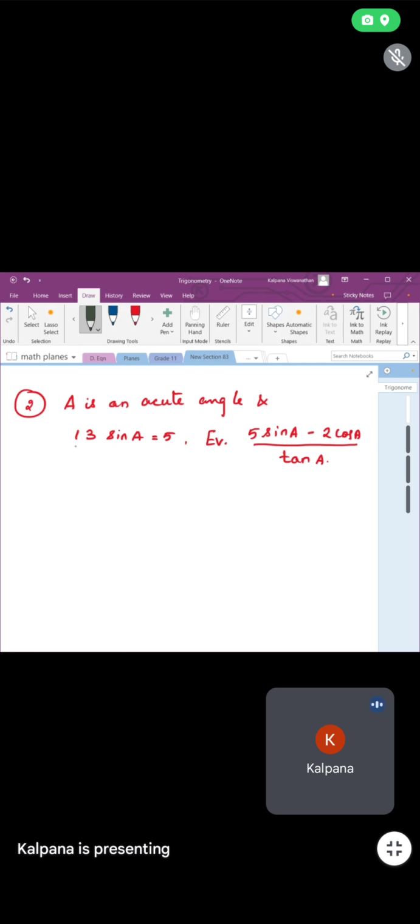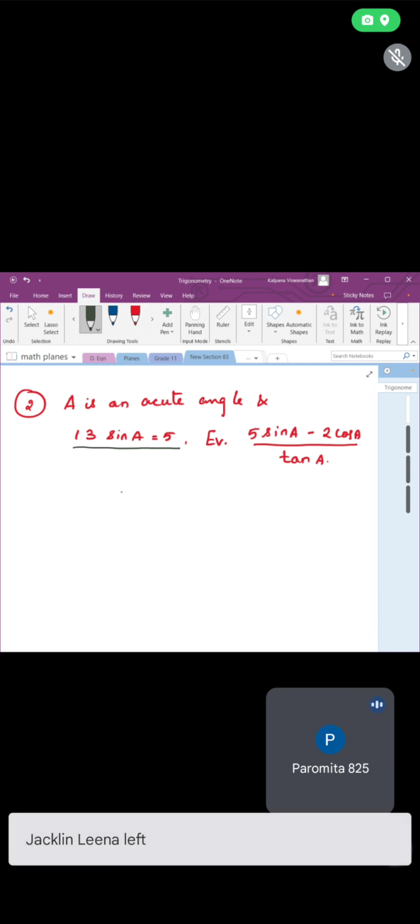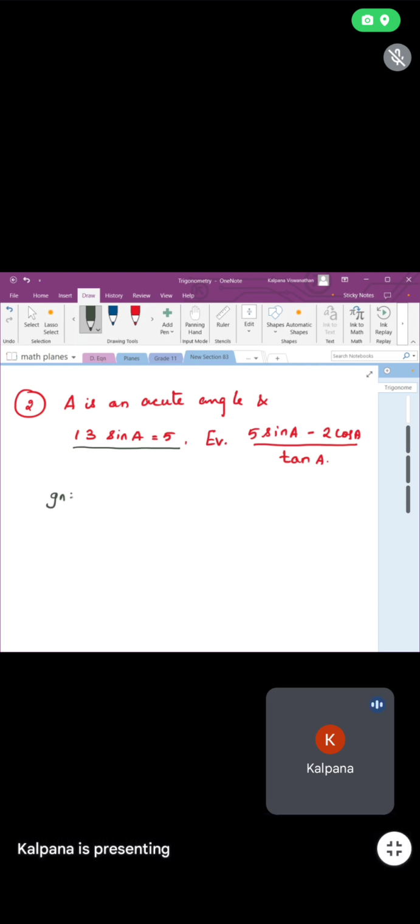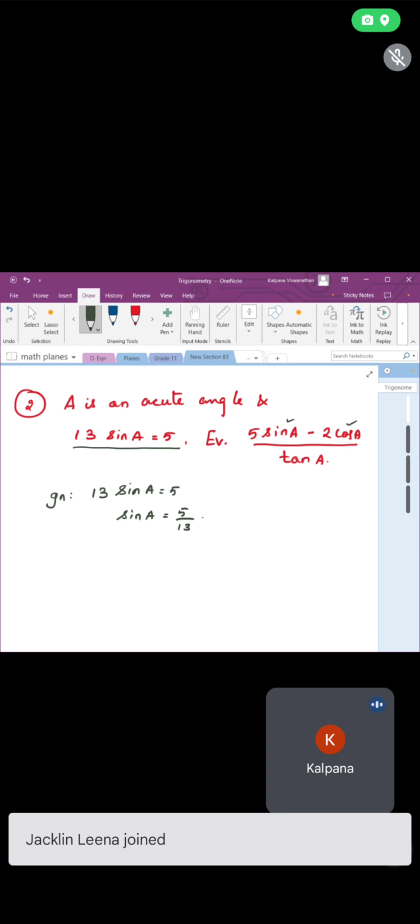So they have given us 13 sin A equal to 5. So how to get the ratio? Sin A is equal to 5 by 13. Very good. So always you have to write what is given. Sin A is equal to 5 upon 13. Then we need to find 5 sin A minus 2 cos A by tan A. So we need to find what is cos A, and also find tan A.